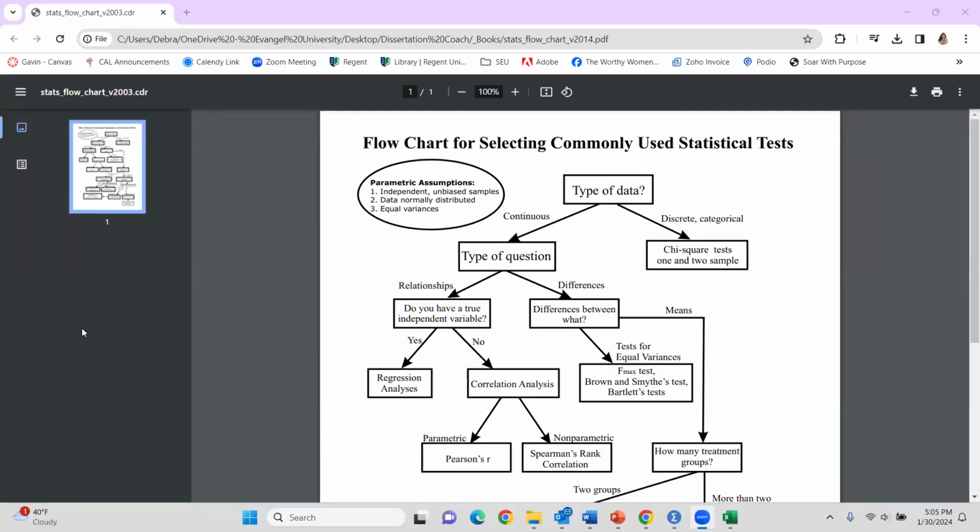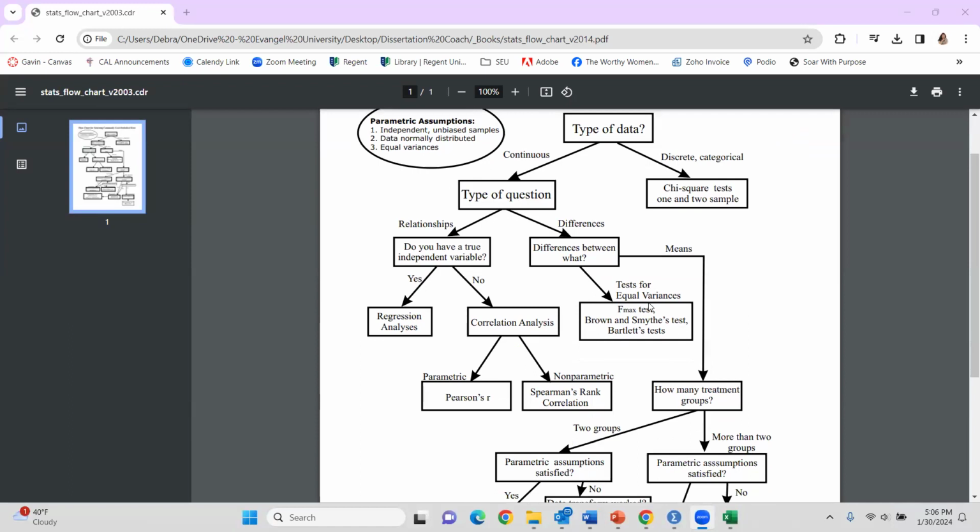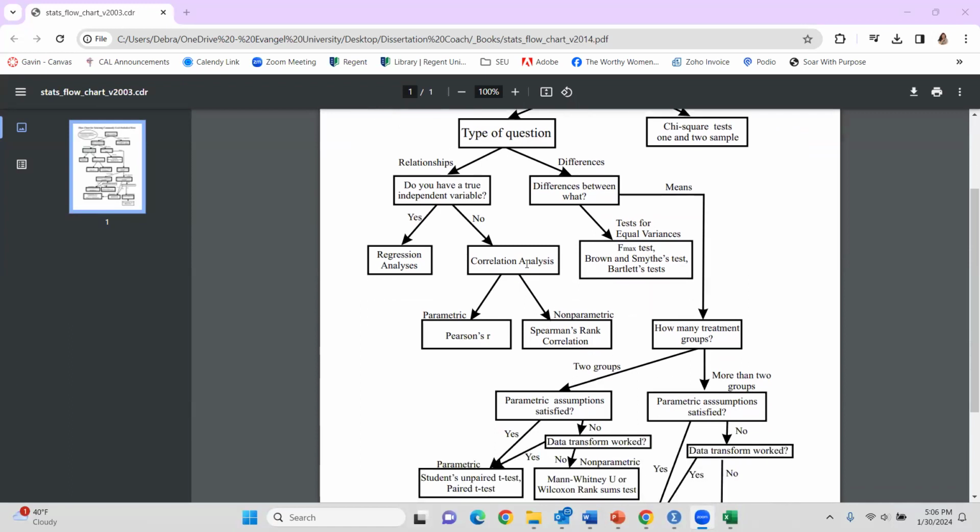The reason it's important to know if your data is normally distributed or not is because we need to be able to select the appropriate test. So normally distributed data is called parametric, and then non-normally distributed is called non-parametric. So as you go through here, you'll see, for example, if we're doing a correlation test, we want to know if there's a relationship between two variables. If we have parametric data, meaning it's normally distributed, we can use Pearson's r. If it's not parametric or not normally distributed, we use the Spearman's test.